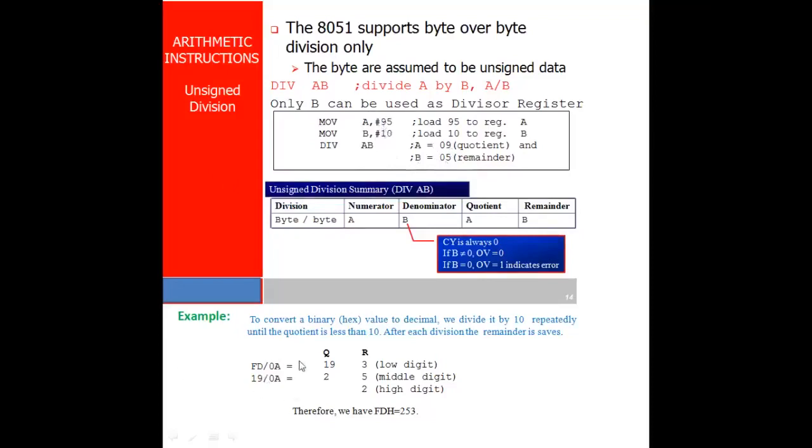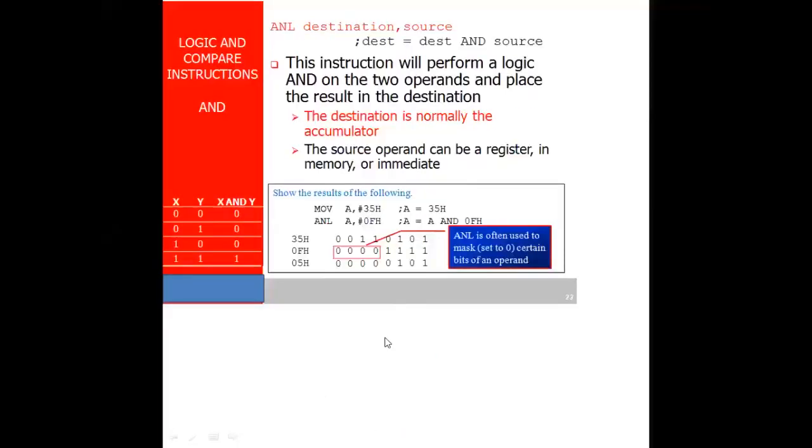So let us check what will actually be the decimal number of this hexadecimal number. Okay, so we have to divide it by 10 repeatedly. So 0FD divided by 0A. So what will be the value? That is 19, then the remainder will be 3. So this is the low byte. After that, 19 will again be divided by 0A. Then 2 will be the quotient, and the remainder will be 5. So it is the middle digit. Okay, and after that, 2 is remaining, so it is the high digit. So the hex is nothing but equivalent to the decimal number 253.